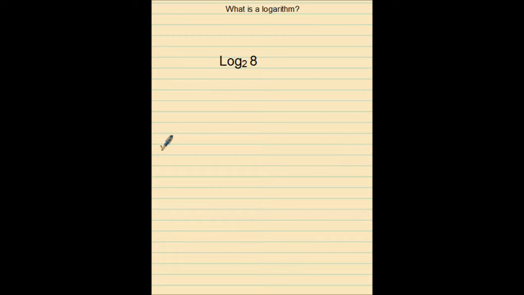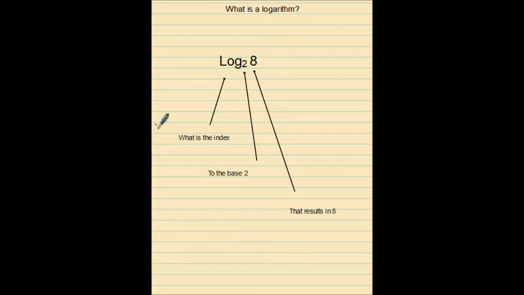Here we have a logarithm, and what I'm going to show you now is how you must think about this logarithm. What is the index to the base 2 that results in 8? And this is the way you should always, in your mind, read a logarithm. At least that's my suggestion.